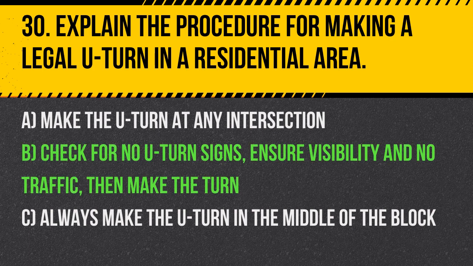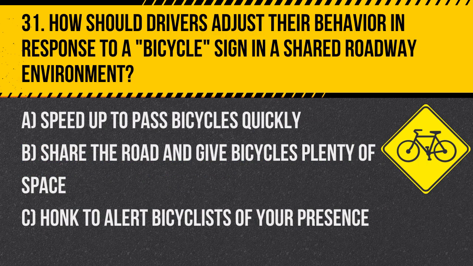Answer. B. Check for no U-turn signs. Ensure visibility and no traffic, then make the turn. Safety and legality must be ensured. Question 31. How should drivers adjust their behavior in response to a bicycle sign in a shared roadway environment?